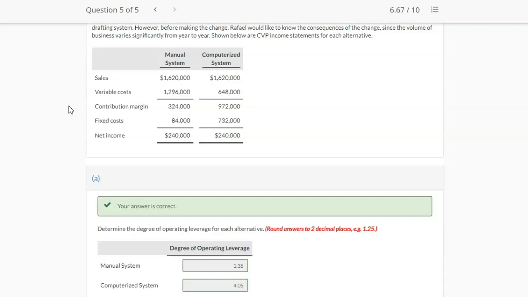Then for the second one, take it. What's the contribution margin as a percentage of sales for computerized? 60%. Okay, so the contribution margin ratio is 20% and the fixed cost is 84. So what's the break even? The break even for manual. You see how everything comes back?